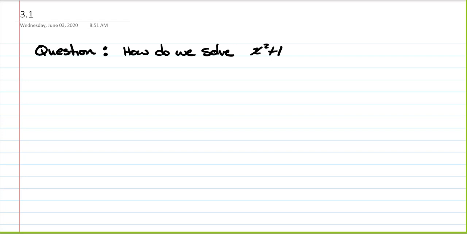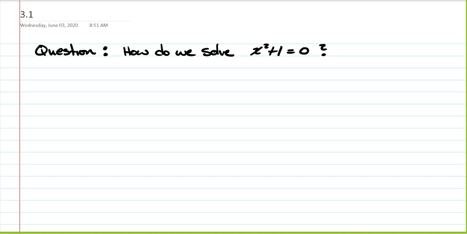So the question we want to start with is the following. How do we solve the equation x squared plus 1 is equal to 0? From chapter 1, we know that a solution to an equation is a value of x that when we substitute it into the equation, it makes the statement true.